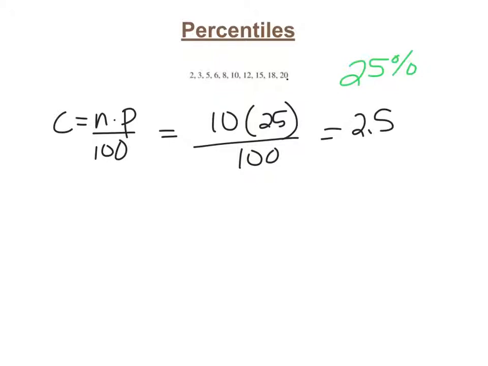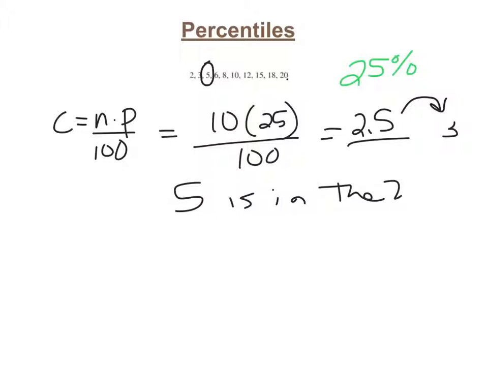Now, we're using a different step. This is not a whole number. This is a partial number. So we don't need to average the two together. All we have to do is round up to the next whole number, which is 3, and take the third thing in the set. 5 is in the 25th percentile. So the 25th percentile is 5.